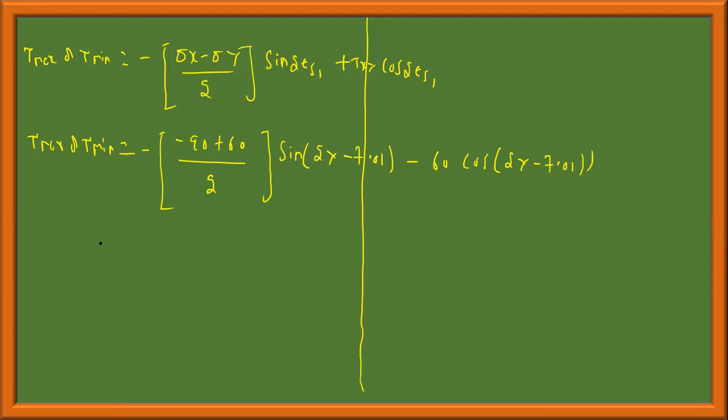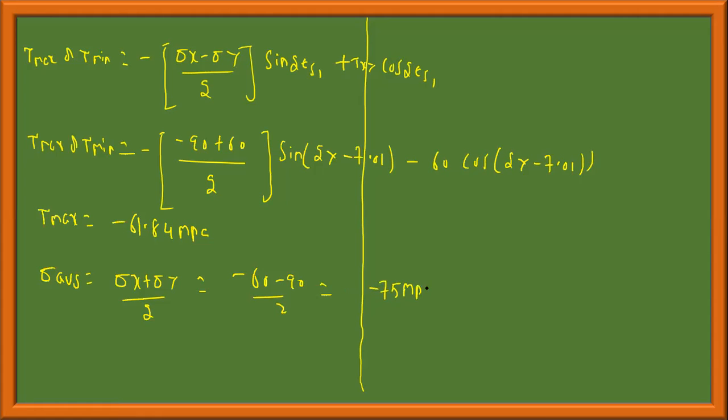I'll write myself. Tau max is equal to minus 61.84 MPa. Calculate yourself. Sigma average, which is equal to sigma x plus sigma y by 2, which is equal to minus 60 minus 90 by 2, which is equal to minus 75 MPa. Right?